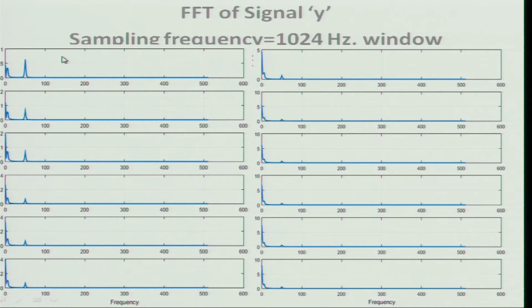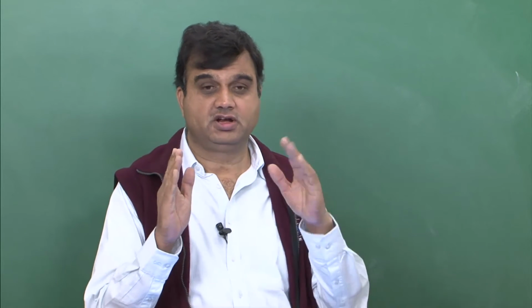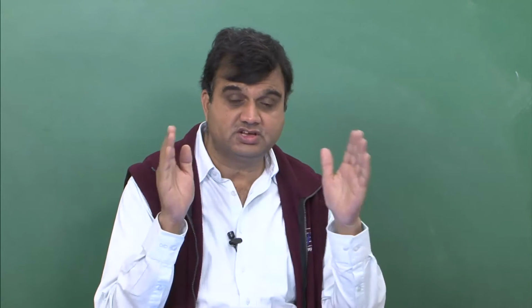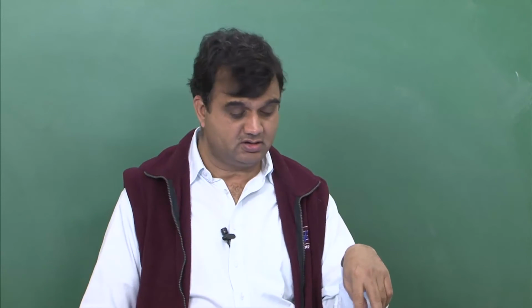The first graph corresponds to a window which is half a second long, and this is the first half second of data of that entire 6-second long signal. We took its FFT and the results have been plotted here.